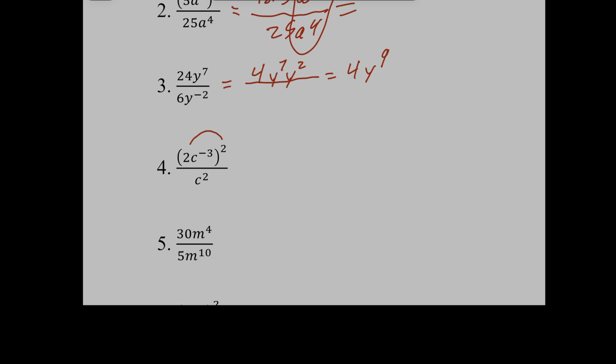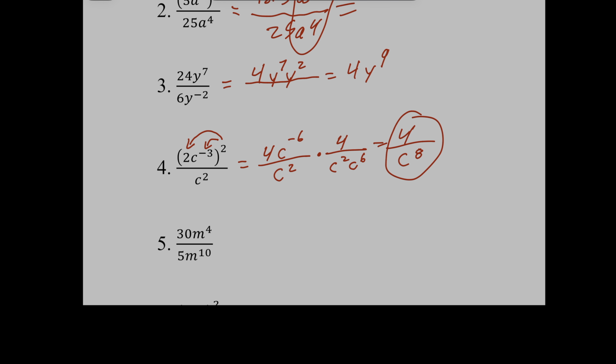Number 4, let's do this, and the power, remember I have to do the number, and I have to do the exponent. So that's going to give me 4c. When we do powers, we multiply. That's going to be a negative 6 over c squared. If I move and I flip, now I could go negative 6 minus 2, and I get a negative 8 and flip it below, but I think it's a little easier for us if we do this. 4 over c squared c to the 6. And then I'm just going to get c to the 8, and that's my final answer.